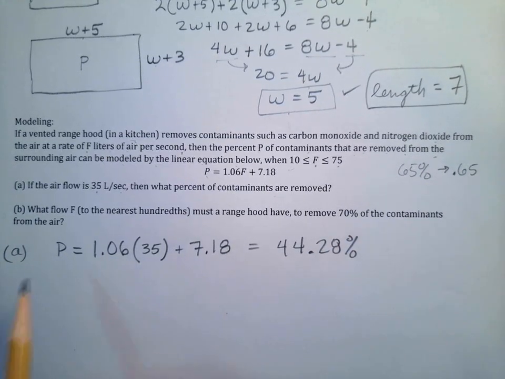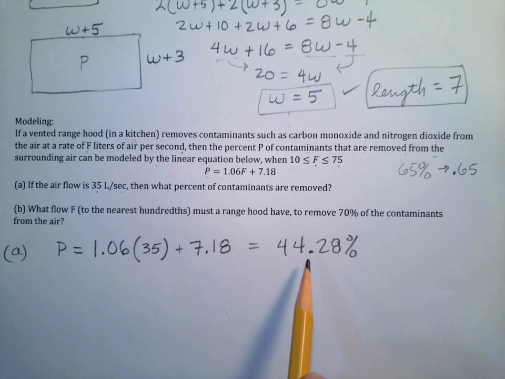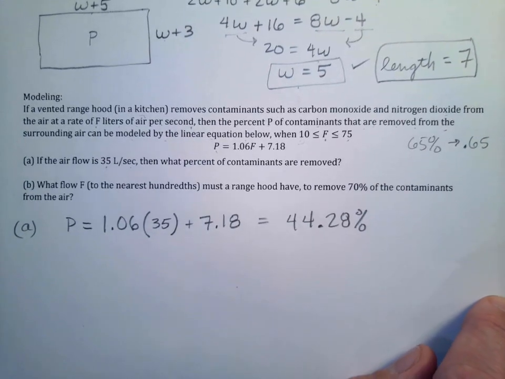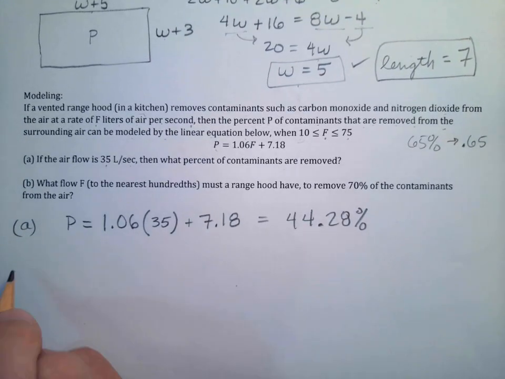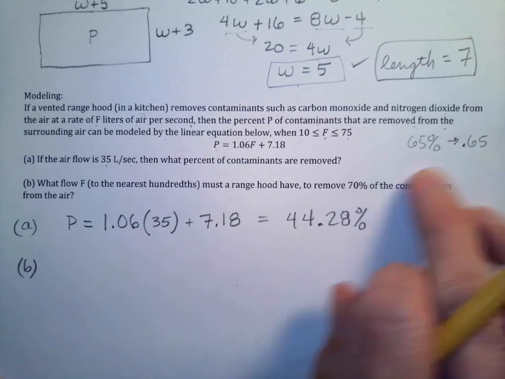Normally, formulas like this, we would get out of our calculators 0.4428, and then we would move the decimal for the percent. But this formula is kind of weird. It's a rarity that we use the actual percent, not the decimal.